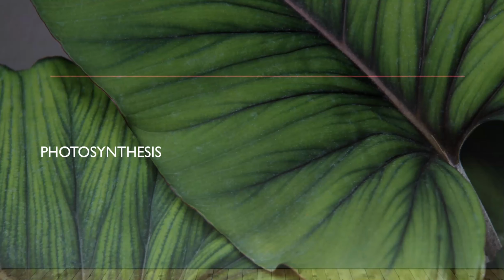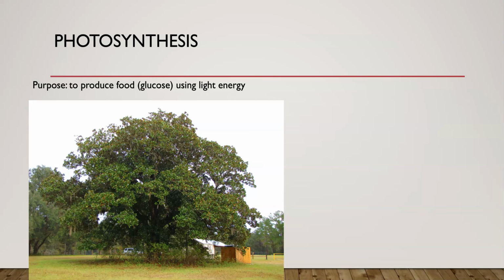All right, then on to photosynthesis. So in photosynthesis, the whole purpose of it is to produce food in the form of glucose. And you do this by using light energy, and that is the energy that comes from the sun.